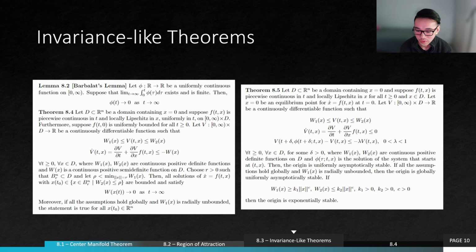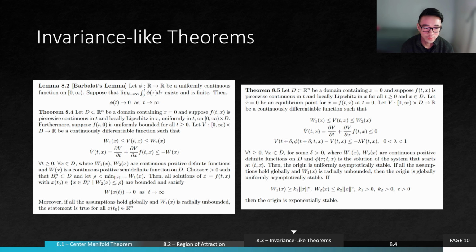Moreover, if all of the assumptions hold globally and w1 is radially unbounded, the statement is true for all x(t0) in Rn. The limit implies that the trajectory x(t) approaches a set E where W(x) equals 0, and the positive limit set of x is a subset of this region. This is a weaker conclusion than the invariance principles for autonomous systems that we found earlier in the course, where we know the positive limit is an invariant set.